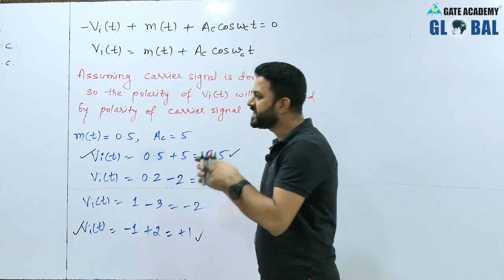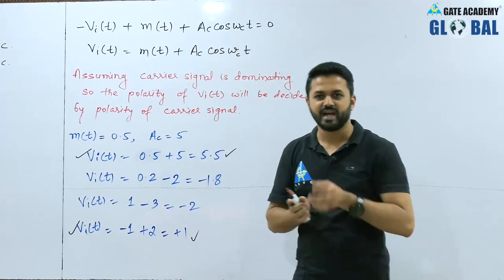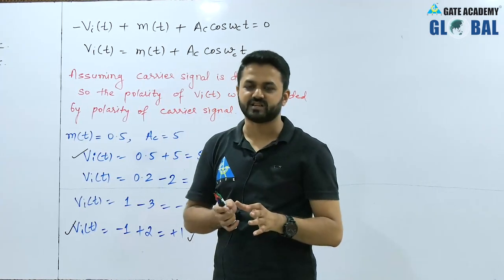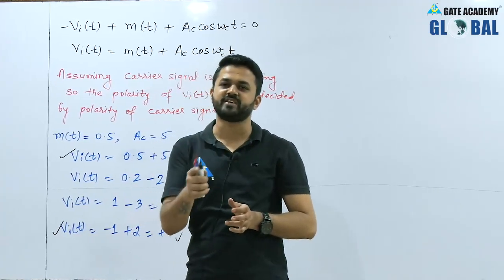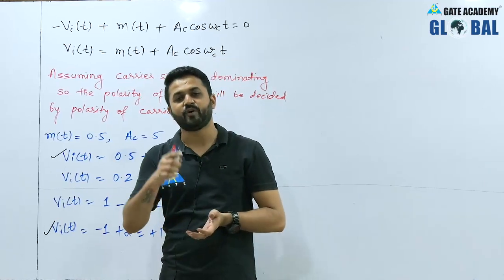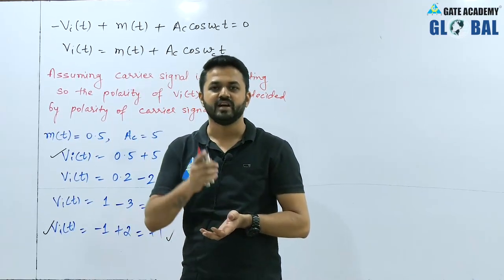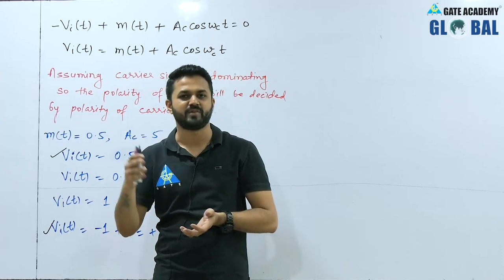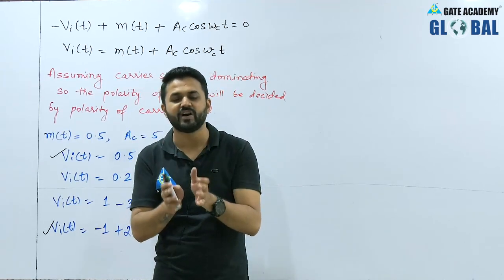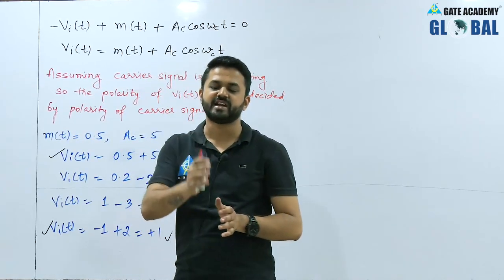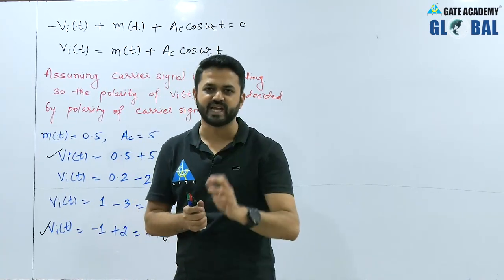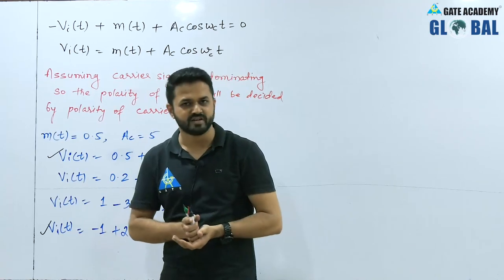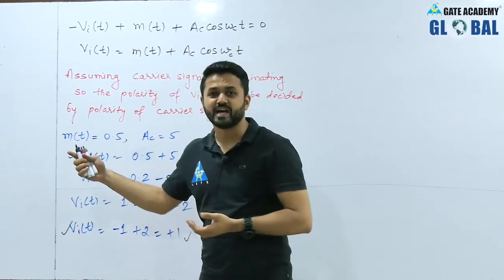So according to the carrier, the diode will work. The carrier is a sinusoidal signal, which has positive polarity for half of the time period and negative amplitude for the other half. It means that for the positive half cycle of the carrier, the diode will be forward biased, and for the negative half cycle of the carrier signal, the diode will be reverse biased. So in this way, this diode will work.